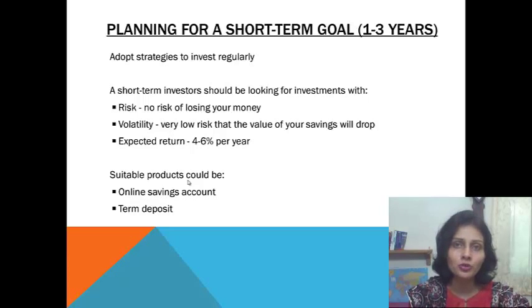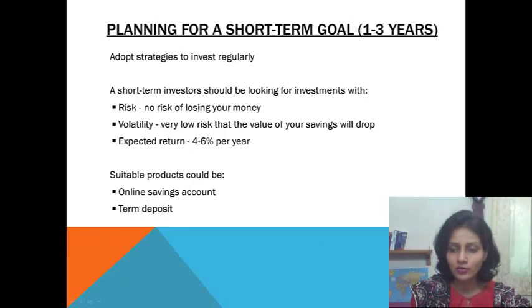However, you have to ensure that when you put your money in a term deposit, you do not let the investment roll over to the next period. Because if that happens automatically, you may not be able to serve the purpose. The investment may not be able to serve the purpose of your short-term goal when you need it.